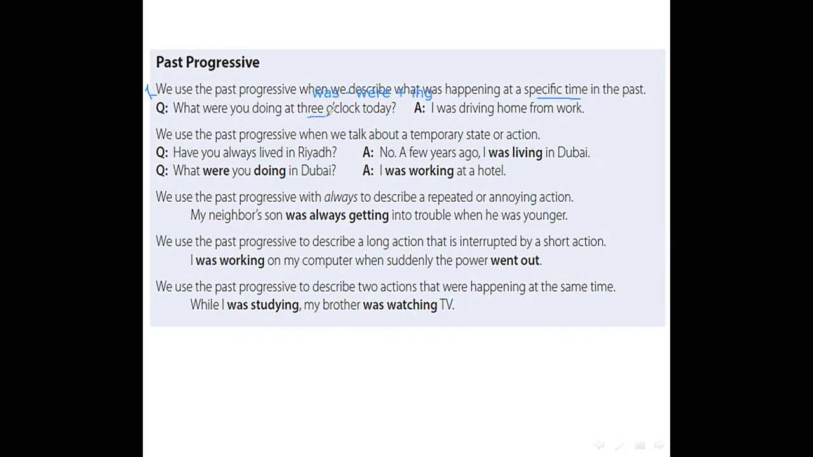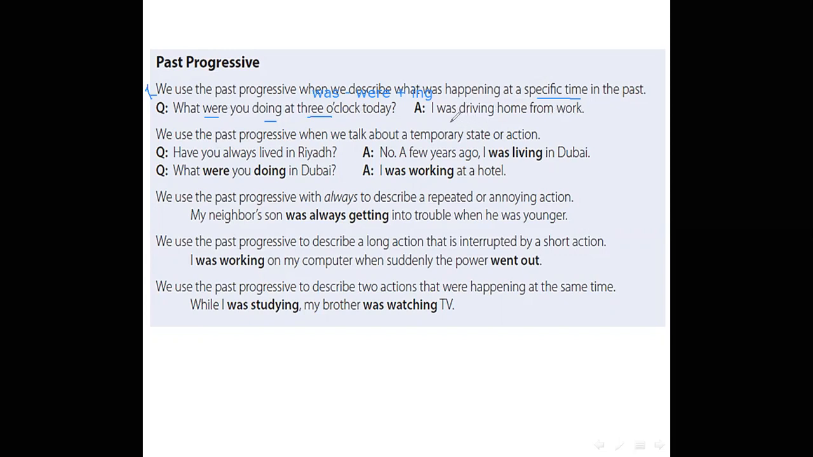Okay, specific time. Here we determine the time. So we use past progressive, the verb plus ing. We use were here because the subject is you, they, we, or plural. I was driving home from work.